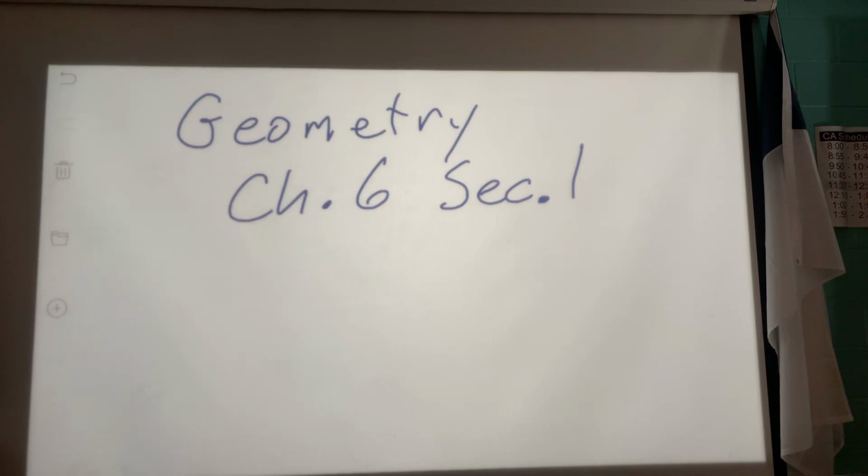This is where we're talking about the polygon angle sum theorem. No matter what type of shape we have, the formula is going to work out so that the sum of all of the angles inside the polygon is going to come out to n minus 2 times 180.